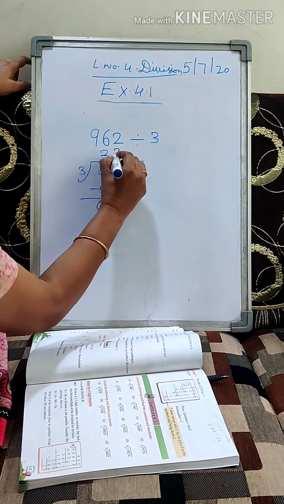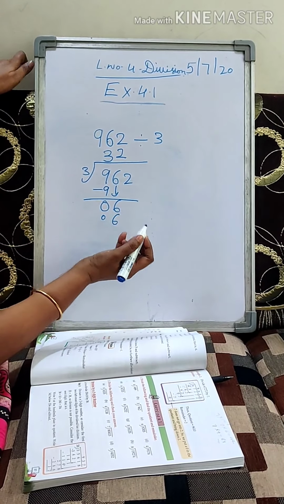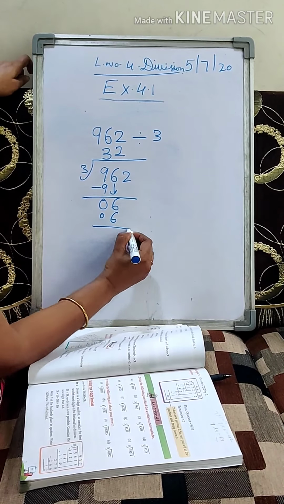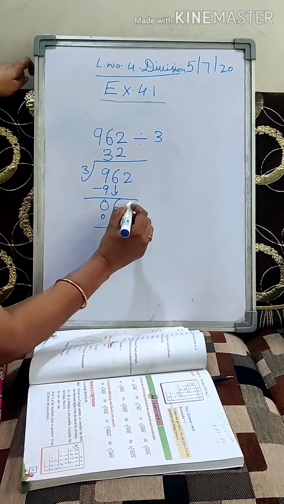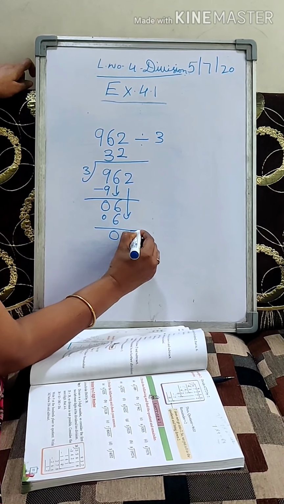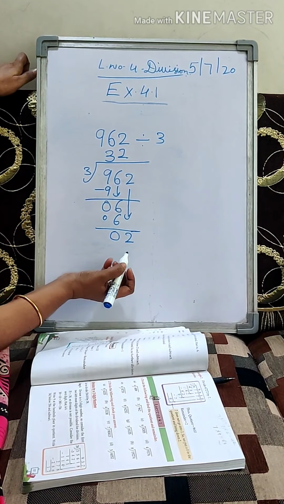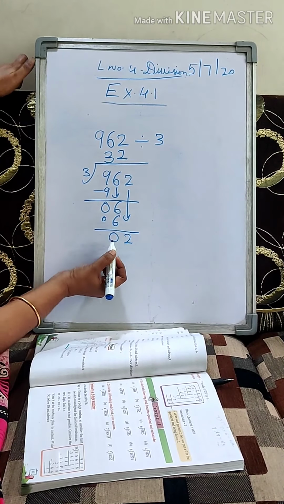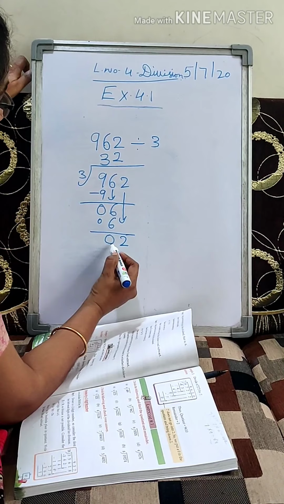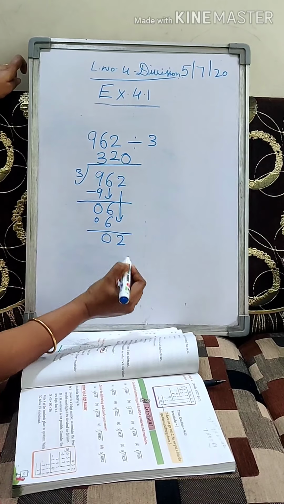Again you see how many 3's are there in 6. 3 2's are 6. Means 2 3's are there in 6. Then write 2 in the quotient and write 6 below 6 and subtract it. You will get 0. Then bring down the next digit, that is 2. This number is not divisible by 3 because 2 is smaller than 3. Division is impossible. Then we are keeping 2 as a remainder and this 0 should be written at the quotient place.